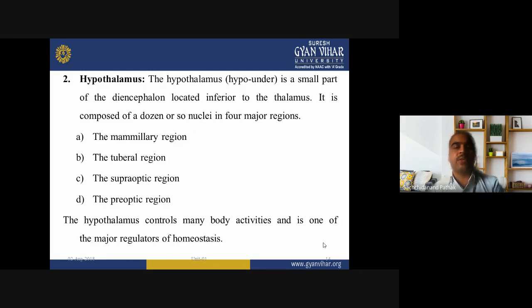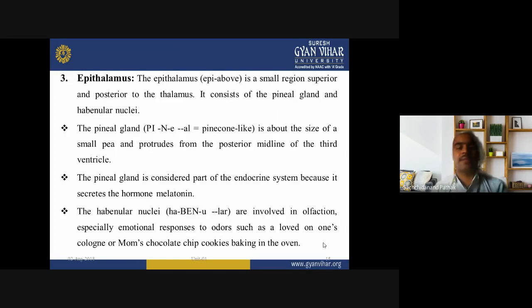डजन न्यूक्लियाइज प्रेजेंट होंगे, चार मेजर रीजन में पाए जाएंगे: मैमिलरी रीजन, ट्यूबरल रीजन, सुप्राऑप्टिक रीजन एंड प्रीऑप्टिक रीजन. So you can see here the hypothalamus, which is located just inferior to the thalamus, is composed of a dozen nuclei in four major regions: mammillary, tuberal, supraoptic, and preoptic. The hypothalamus controls many body activities and is one of the major regulators of homeostasis.